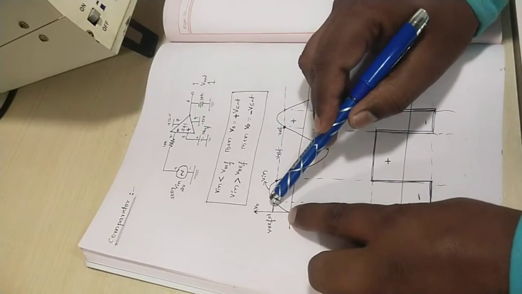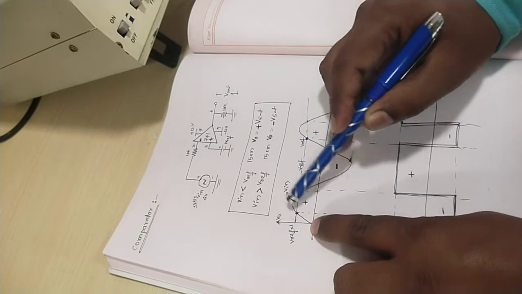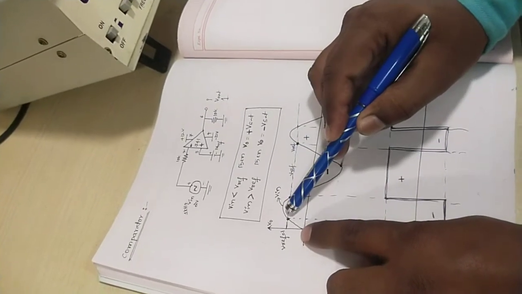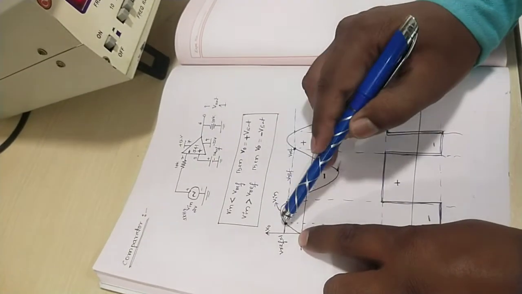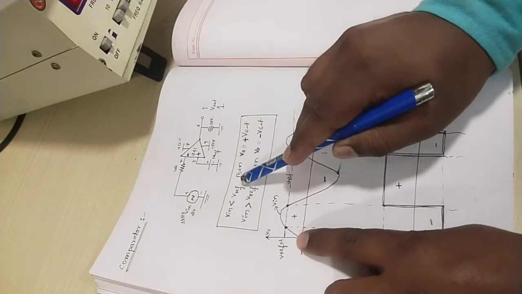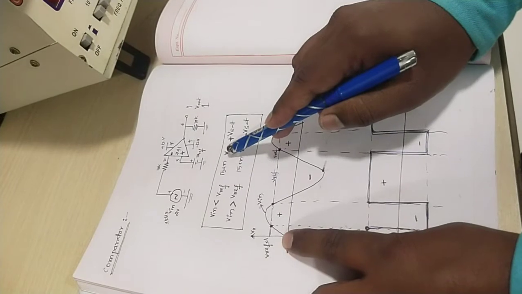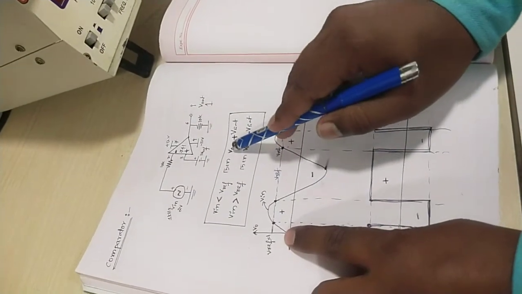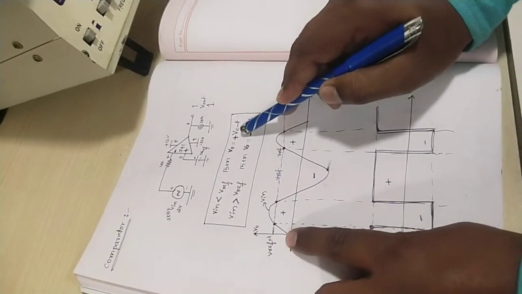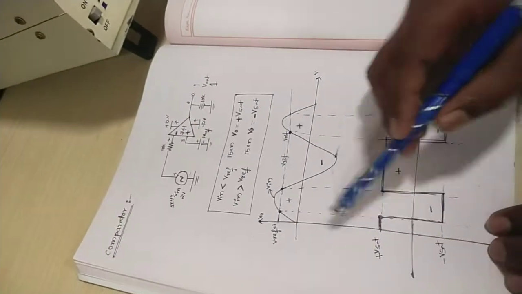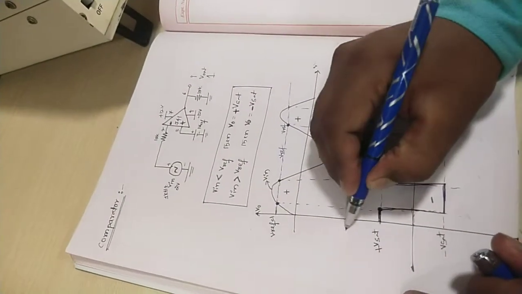Above this reference voltage, the input will be greater than the reference, and below this point it will be less than the reference. When Vn is less than V reference, the output will be minus V sat. Otherwise, when Vn is less than V reference, the output will be plus V sat. So this is the output waveform.